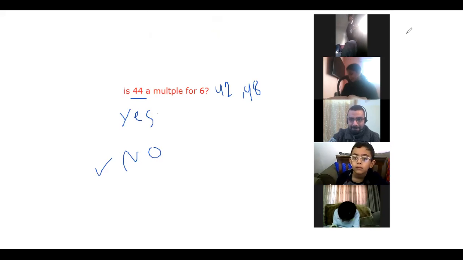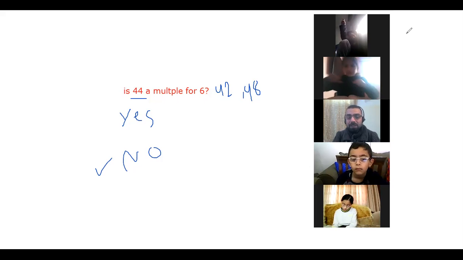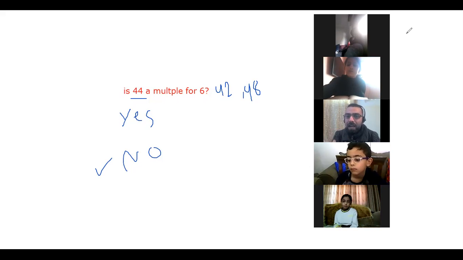Teacher, 45, 6. Yeah, now 45 or 54? 54. Yeah. Now look, I know that 54 is 9 times 6, right? So because it's 9 times 6, yeah, it's a multiple of the 6. I can find it in the multiplication table of the 6. You see that, right?